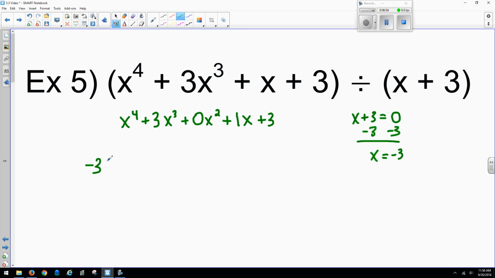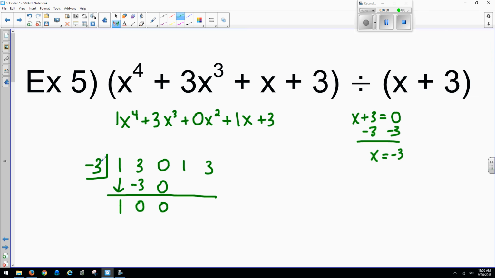So I'm going to have -3, and I'm going to take the coefficient from each of these terms. So I would have 1, 3, 0, 1, and 3. And so the first one just gets brought down, and then I'm just going to multiply, add, multiply, add. So -3 times 1, that goes right here. And I'm going to add those together. Then I have -3 times 0, that's 0. I'm going to add those together. And then I have -3 times 0 again. And then I have -3 times 1, and I get 0 for the remainder again.